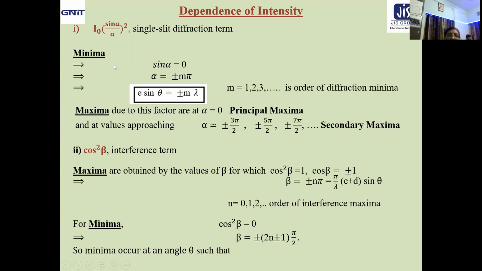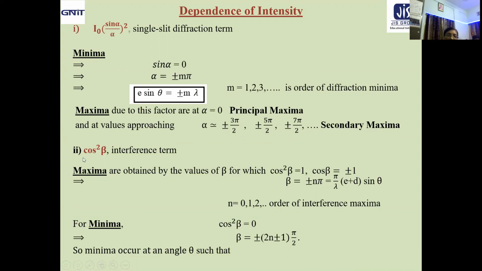Now how to get maxima out of this factor? Obviously, this factor has maxima at alpha equal to 0, the principal maxima, and at values of alpha approaching 3 pi by 2, 5 pi by 2, 7 pi by 2, giving us the position of secondary maxima that we discussed in detail in the last class. So this is the first term.